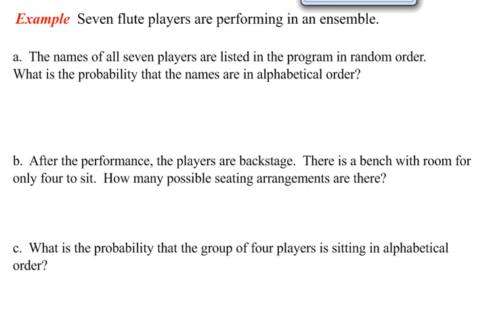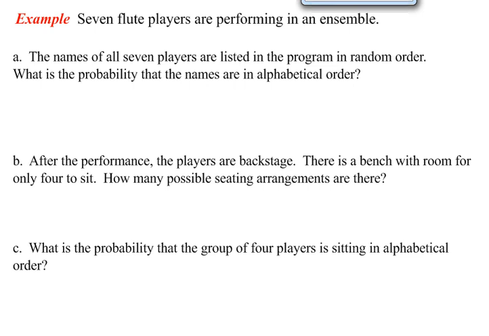So an example using permutations. 7 flute players are performing in an ensemble. The names of all 7 players are listed in the program in random order. What is the probability that the names are in alphabetical order? All right, this is a probability problem. They're asking us for the probability that the names are in alphabetical order. So we're going to find the number of ways to list them in alphabetical order over the total number of ways to list the 7 flute players.